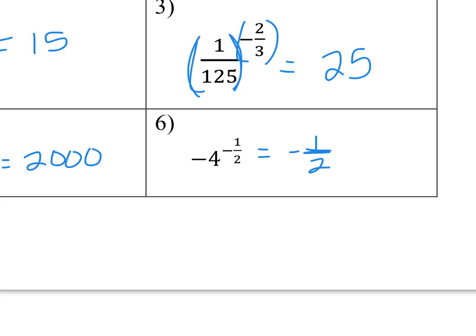And this last one here is -1/2. And no, you cannot write -0.5. The question is in terms of a fraction, so the answer needs to be in terms of a fraction.